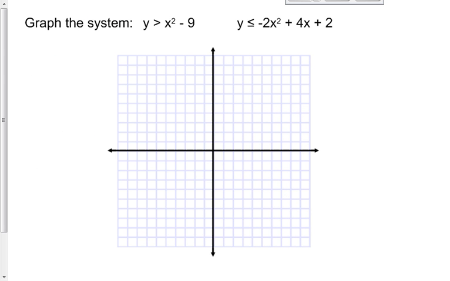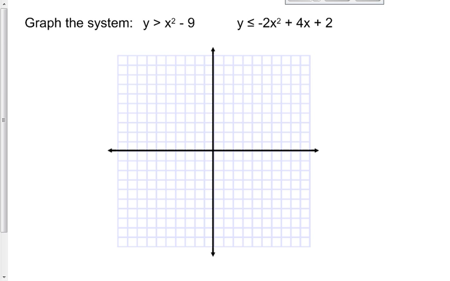Now let's look at this next one. We're going to solve the system with graphing. System means we've got two equations. Our first one, y is greater than x squared minus 9. Our second one, y is less than or equal to negative 2x squared plus 4x plus 2.